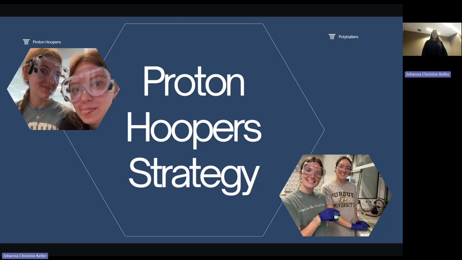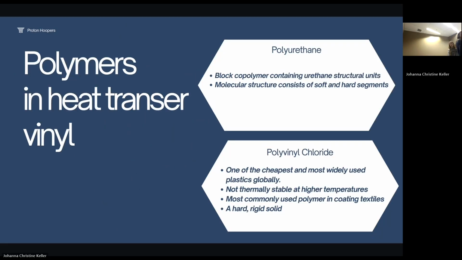Let's apply our scout knowledge to the real thing. For our real game, we are adhering heat transfer vinyl to a shirt. The shirt we chose is made out of cotton and recycled polyester. Polyester can trap heat and is lightweight as well as flexible, which is why we mainly see it used in sportswear. There are two types of polymers that can be used in heat transfer vinyl: polyurethane and polyvinyl chloride.